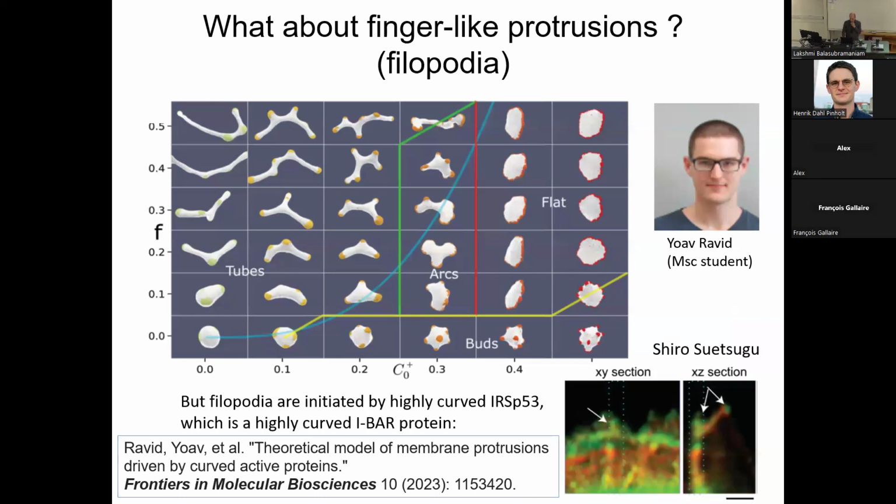And the problem with that is that the same IRSP53, which is indeed highly curved and found in the leading edge of flat sheet-like protrusions, which are usually called lamellipodia, is also associated with these finger-like protrusions called filopodia. For example, these images from the lab of Shiro in Nara, Japan. So what are we missing?